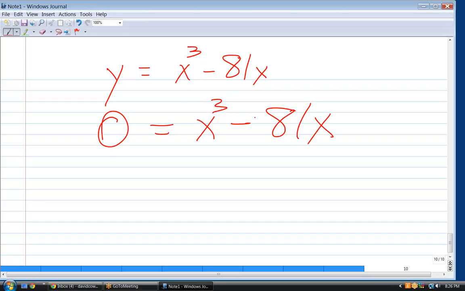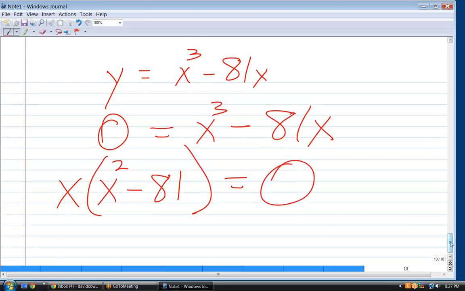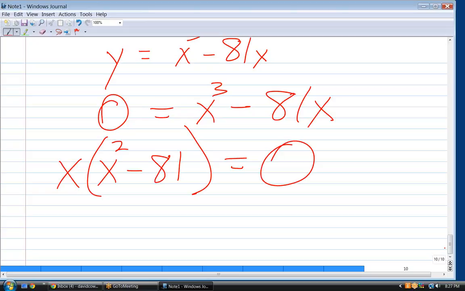Now, what's the first step in solving that equation? You have to factor x. Okay, I can take an x. I'm going to put everything on the left just because we're more comfortable over here. Don't have to, but... Now, what about the x squared minus 81? Can I factor that?